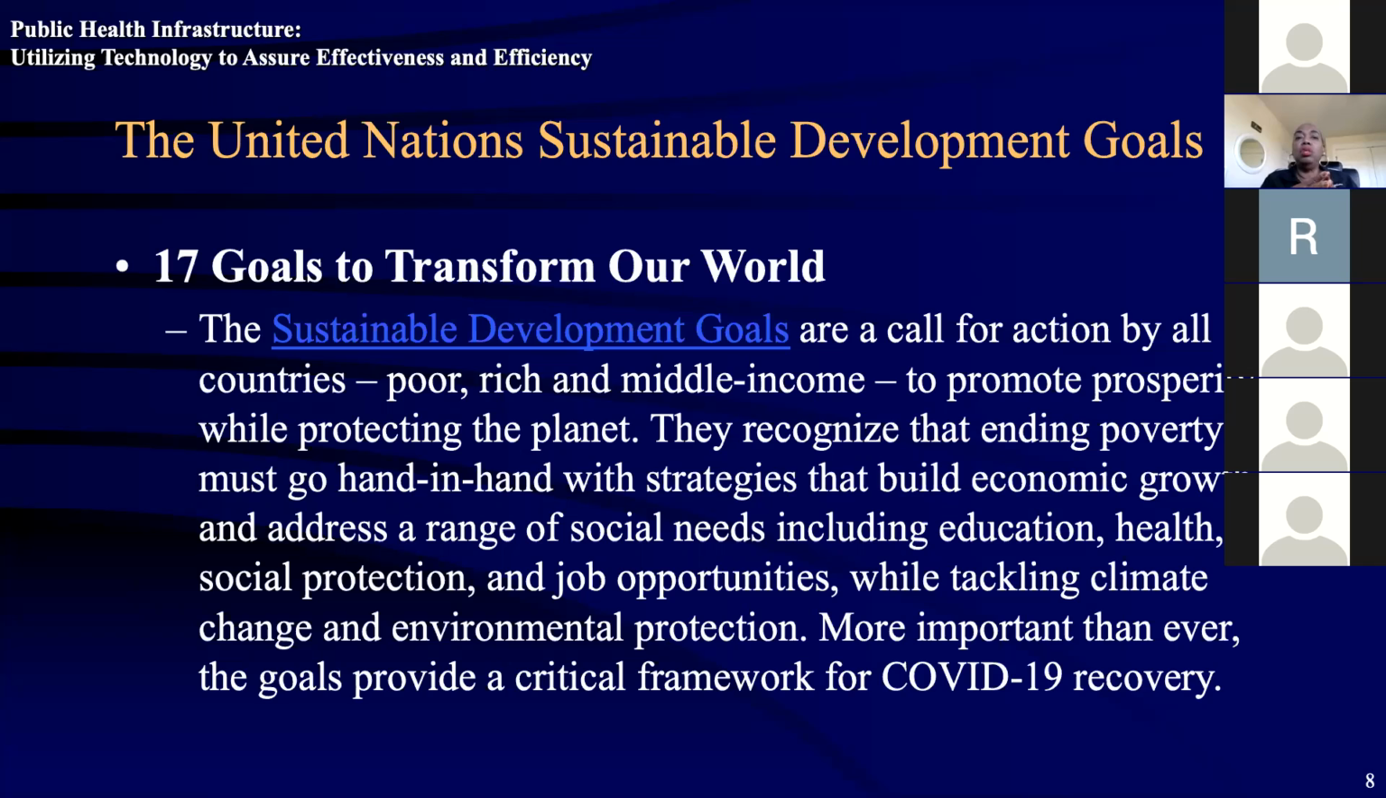And so even globally, the United Nations, in order to improve the health and welfare globally, developed these 17 goals which will help to transform the world. And the question I have is, how can technology better enable that? And I tell you, COVID-19 is changing the way people think about how to use technology.